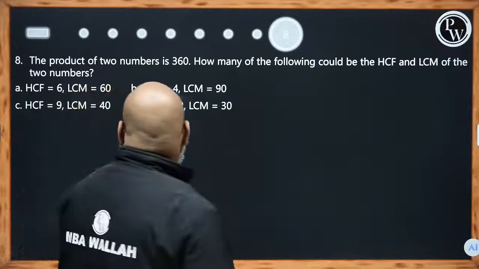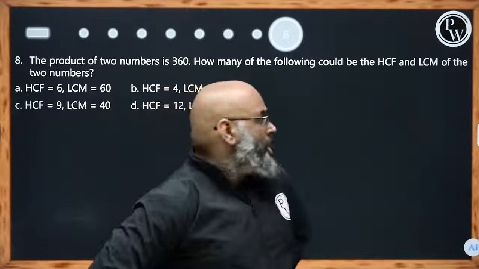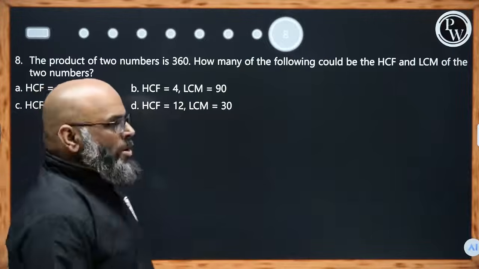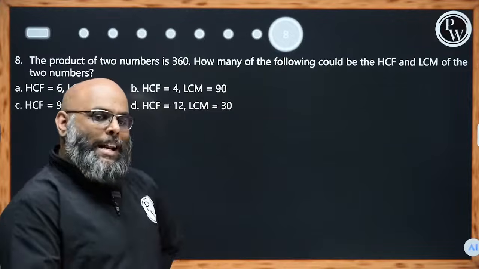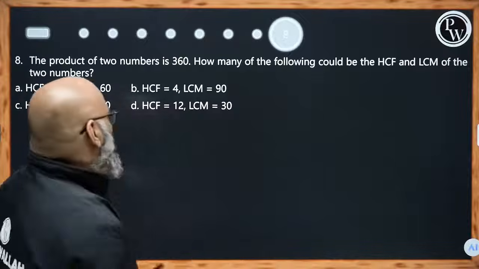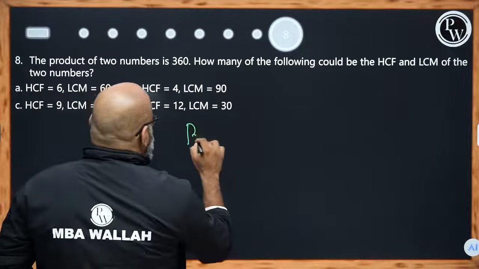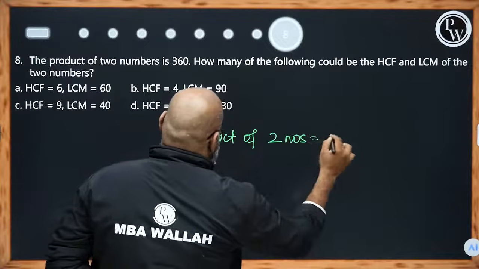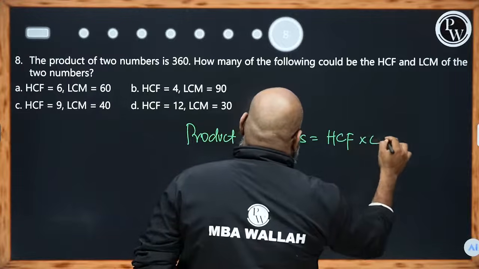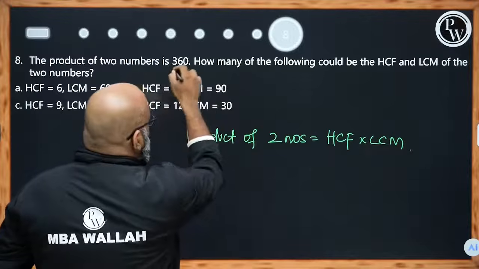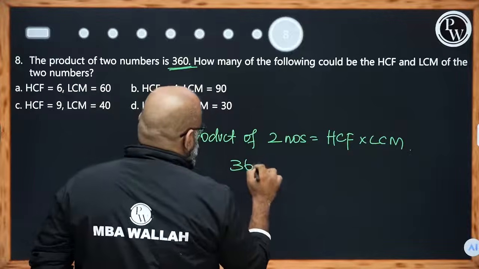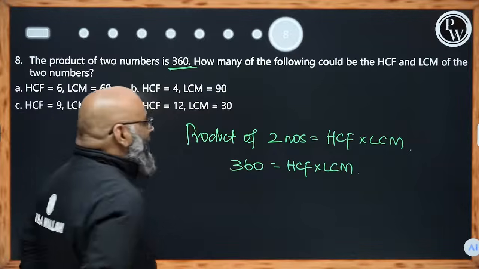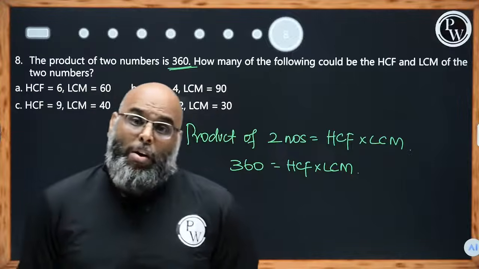We'll do this now. The product of two numbers is 360. How many of the following could be the HCF and LCM of the two numbers? So I've been given the product of the two numbers. They're asking which could be the HCF and LCM. We know that the product of two numbers is equal to HCF into LCM. The product of the two numbers is given as 360. So 360 is equal to HCF into LCM. I just have to look at the options and then say which option works.